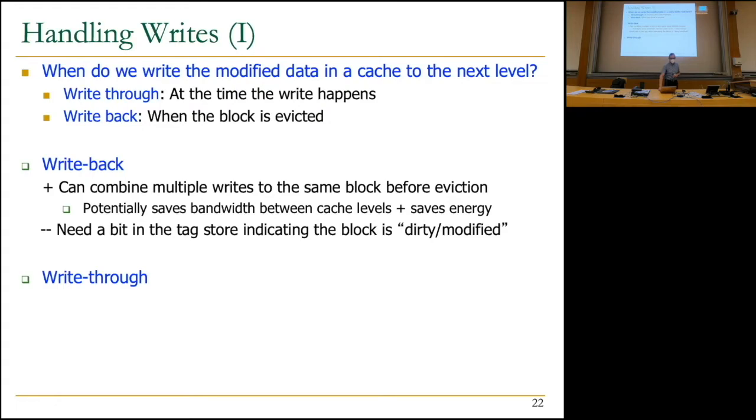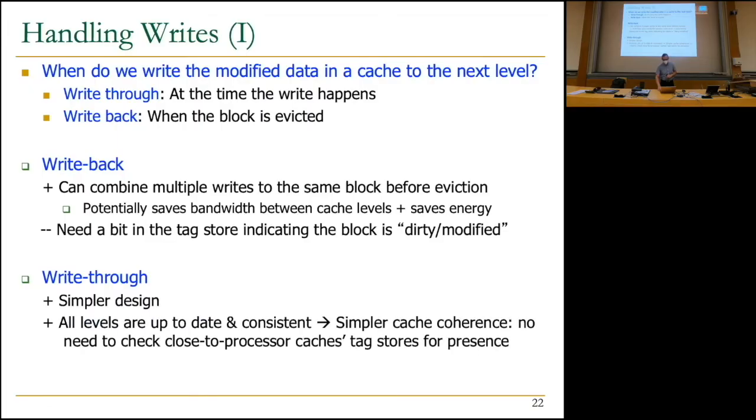Write through is actually a simpler design. You don't need that additional bit. There's another benefit though. Maybe you don't care about that additional bit, right? It's only one bit. We're already adding a lot of bits for replacement policy potentially. The benefit is all levels are up to date and consistent. Meaning whenever you wrote to this L1 cache, you wrote to the L2 cache, L3 cache, L4 cache, maybe shared between processors. That means that some other processor, if it needs the block, can get it from another level.